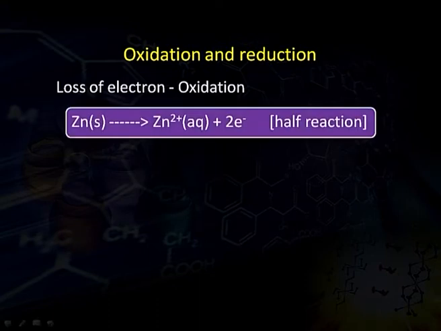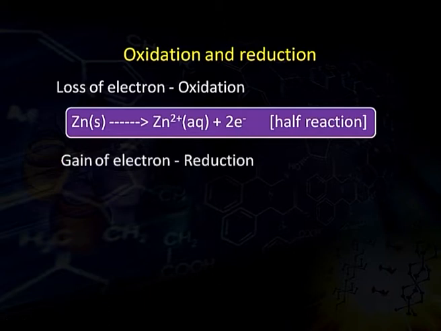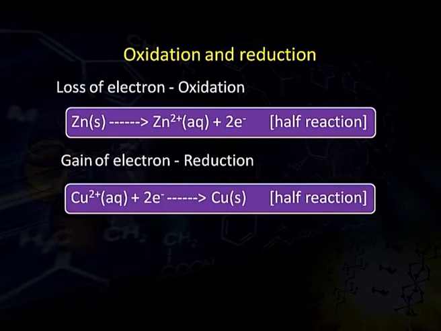As shown in this reaction, the zinc in solid state is getting oxidized to the zinc ion and releasing 2 electrons. It is the half reaction. The gain of electrons is known as the process of reduction, that is the gain of 2 electrons here, which is going to convert it into the copper in solid state.